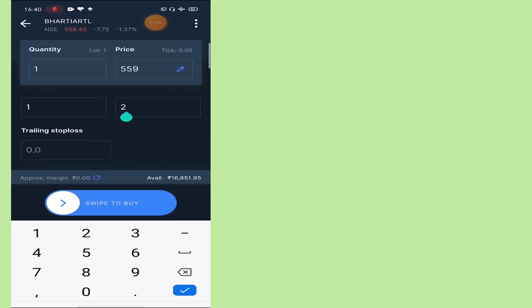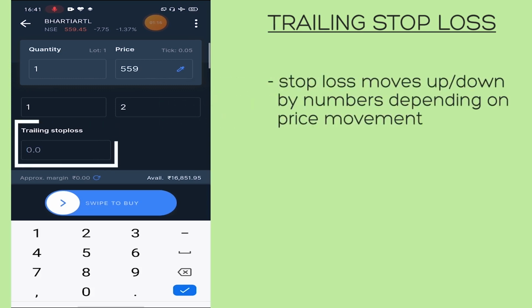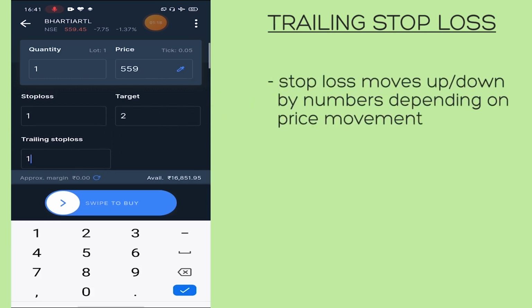And you can see here the trailing stop loss. This also you have to place in absolute terms. So if you place 1 rupee of trailing stop loss, that means when the stock moves from 559 to 560 rupees, the stop loss also moves from 558 to 559 rupees. So this trailing stop loss is helpful just to minimize the losses.